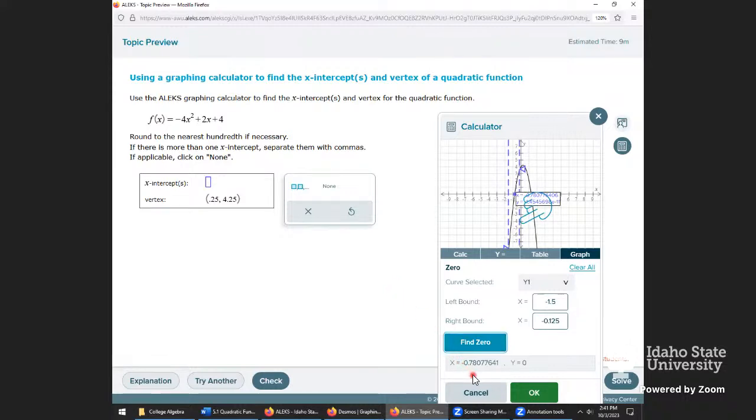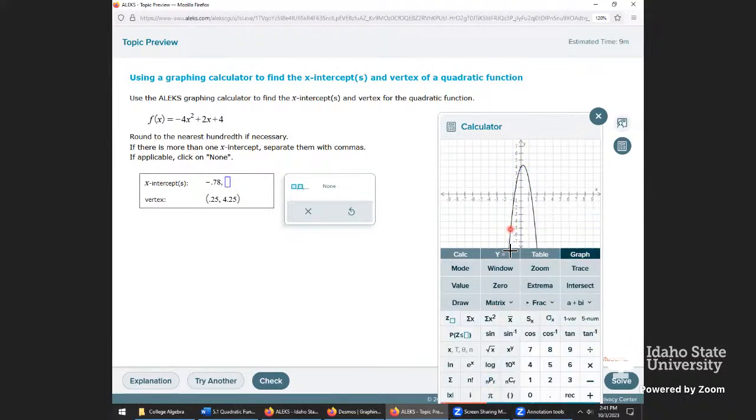So my first x-intercept looks like it's, to the nearest hundredth, negative 0.78. Let's put that in, negative 0.78 on that one. We have to throw in a comma because we're expecting another one. So I'll click on cancel and let's do it again.